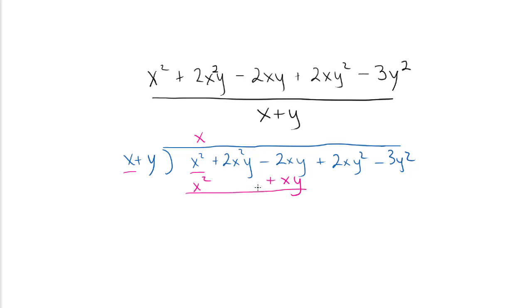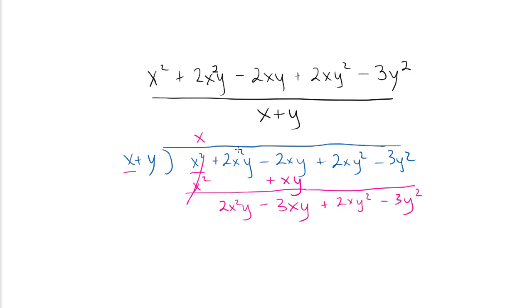Now I'm going to subtract. X squareds cancel. I end up with 2x squared y minus 2 minus 1 is minus 3xy. I'm subtracting that second row, and everything else pretty much just falls down into place.